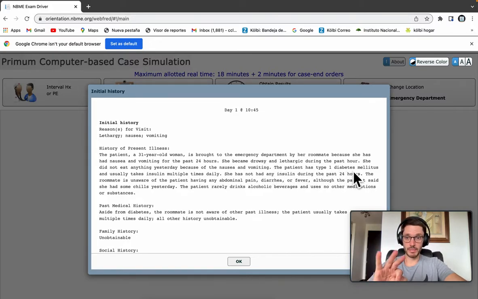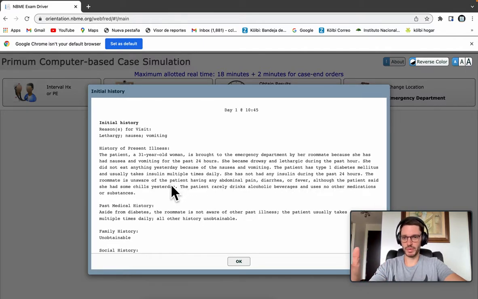The patient has type 1 diabetes. That is important to take into account, so she could maybe have an acute decompensation. She usually takes insulin multiple times daily. Did she take it during the last 24 hours? We still don't know. She hasn't had any insulin in the past 24 hours, okay?